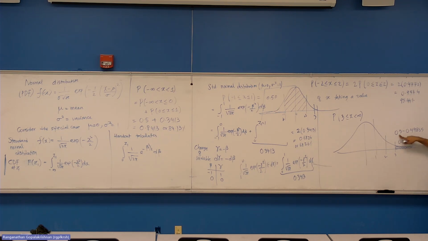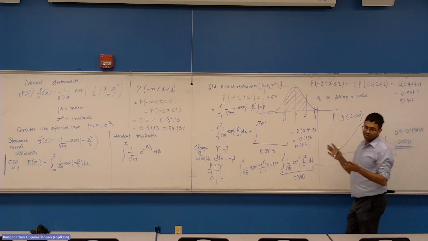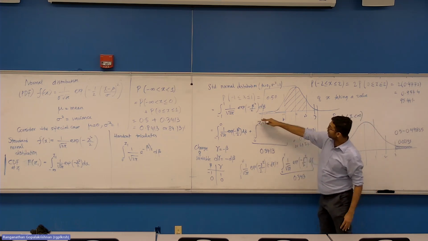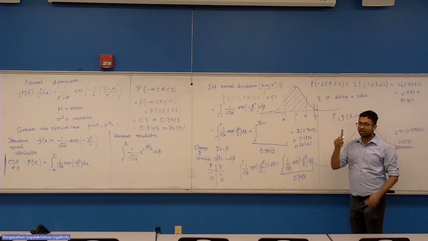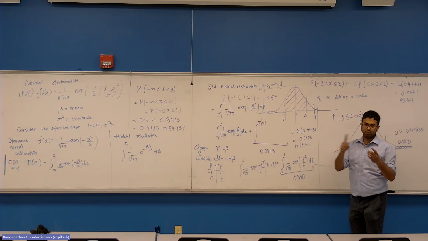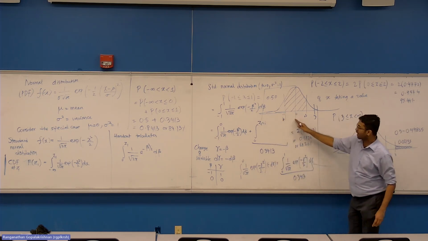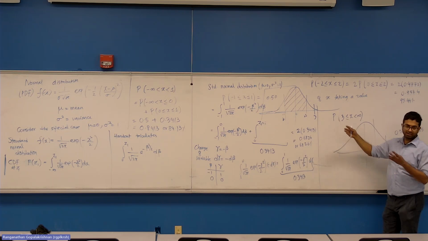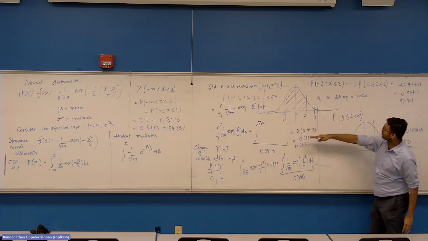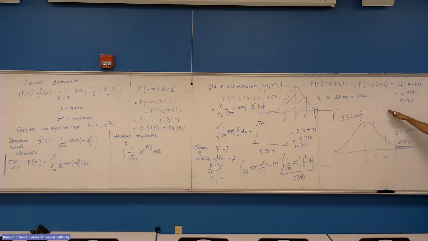0.5 is from 0 to 3? Well, no, it's from 0 to where the curve ends. Where does the curve end? Infinity. So I told you one information, right? From minus infinity to plus infinity, the area is 1. It's 1 unit. So the left hand side is 0.5, the right hand side is 0.5. Where does the right hand side extend? It starts at 0, goes all the way to infinity.